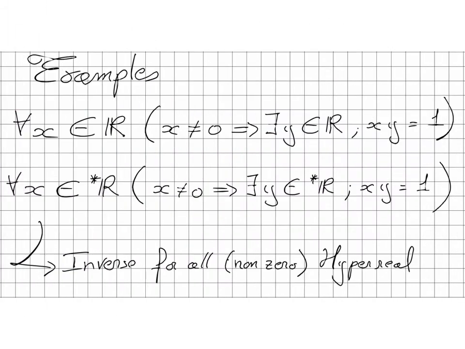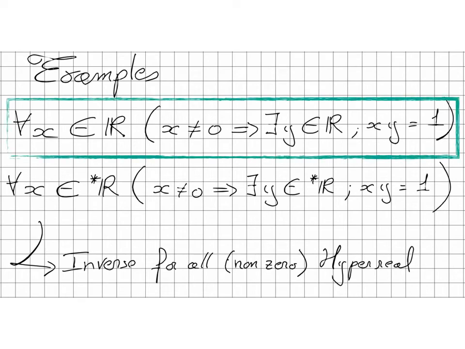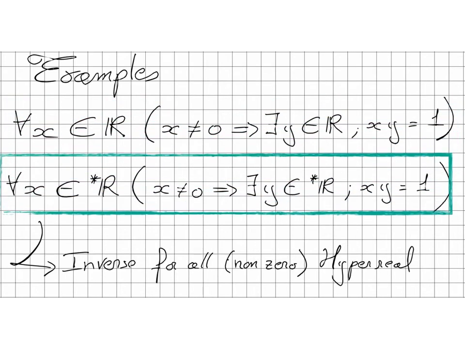Let us take an example with this sentence. For all x in R, x is not equal to 0 implies there is a y in R such that x times y is equal to 1. Which simply becomes, under the transfer principle, for all x in star R, with x different from 0, there is y in star R such that xy equals 1. Which is telling us what we already knew: there is an inverse for all non-zero hyperreal numbers.